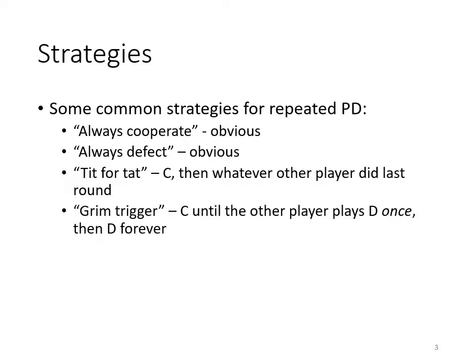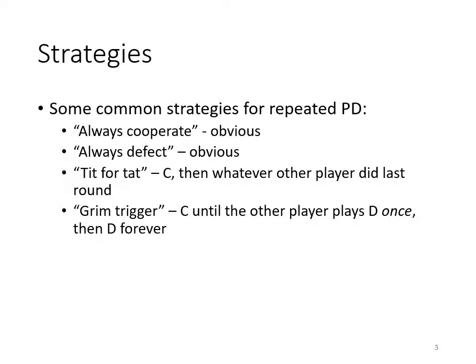Grim Trigger is another version of a strategy that starts off with cooperation, but then the tit for tat version of it is it's not tit for tat repeating. It's once the other player has defected even once, this player defects forever. So it's grim in that they're never going to cooperate again. It's a trigger. They're triggered by one defection of the other player.